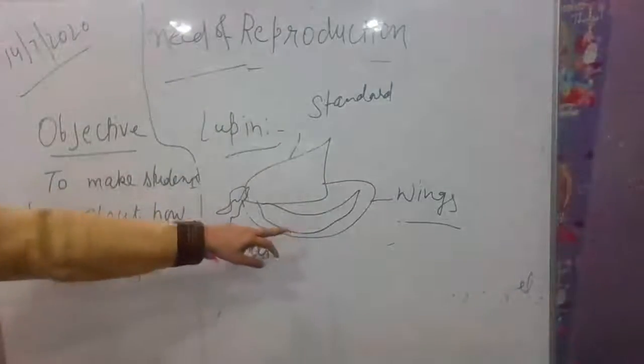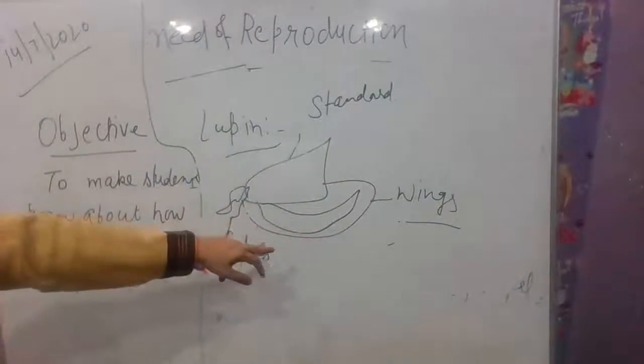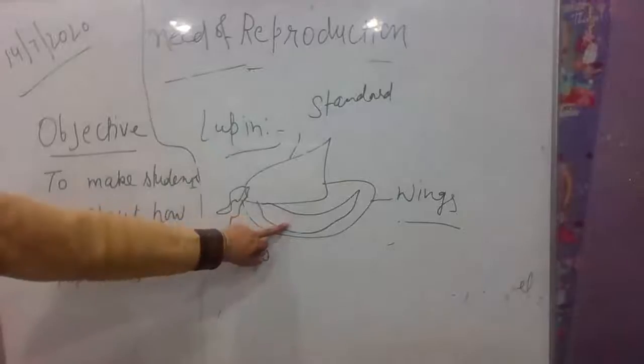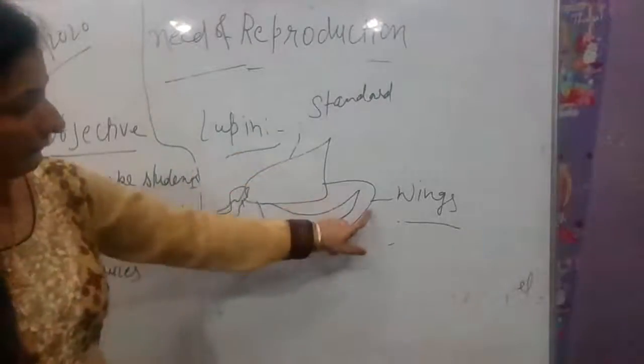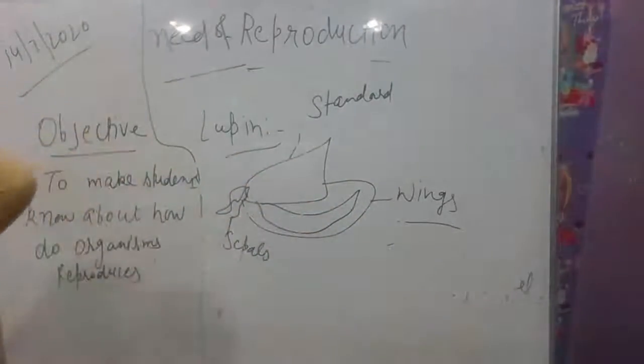Boat-shaped keel. ठीक है? ये और 2 petals होती है इसके अंदर. This is the boat-shaped keel. ठीक है? उसके बाद this is called standard, wings, boat-shaped keels. So single carpel is a very long pot-shaped, long style, engine stamina.